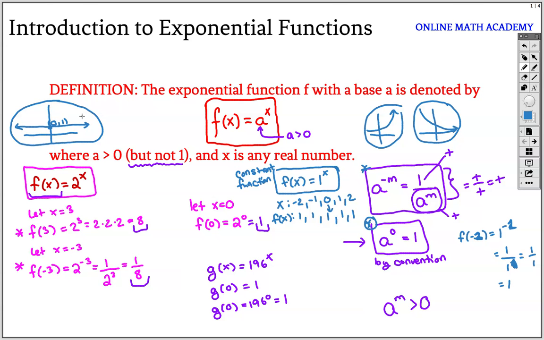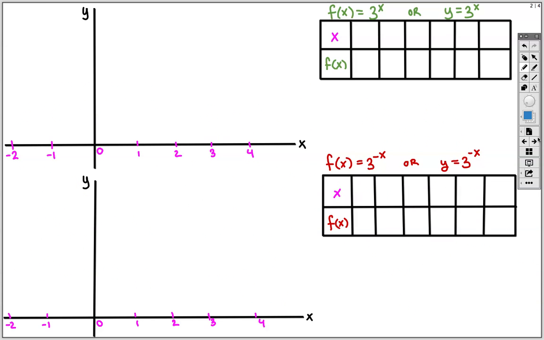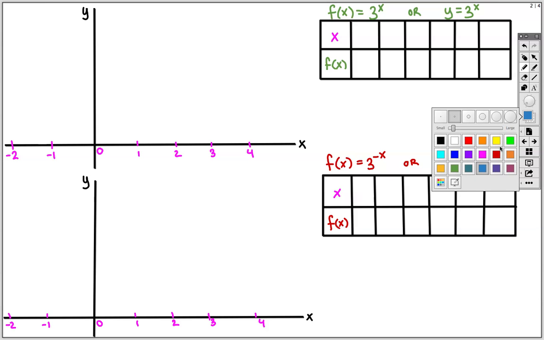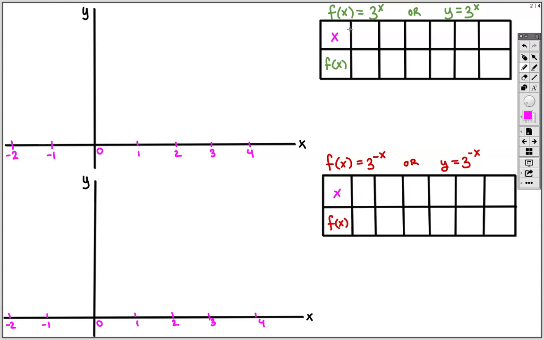Okay, so let's get into what these graphs look like. I'm going to deal with this top equation first, the function f of x equals 3 to the x. Or we can write it another way, y equals 3 to the x. Remember, f of x and y you can always interchange. Basically, f of x equals 3 to the x says: for some input x, what is the output f of x? And y equals 3 to the x is like, y is the output, x is the input.